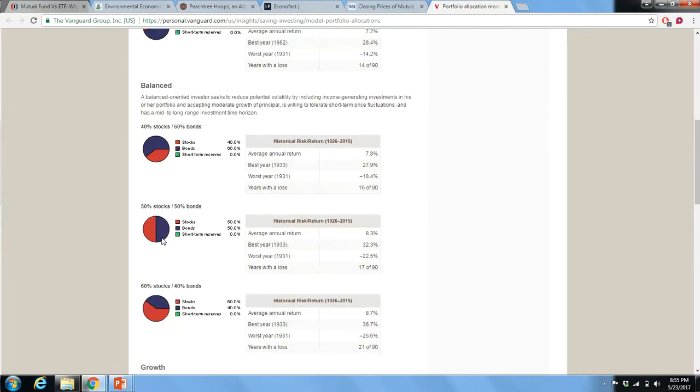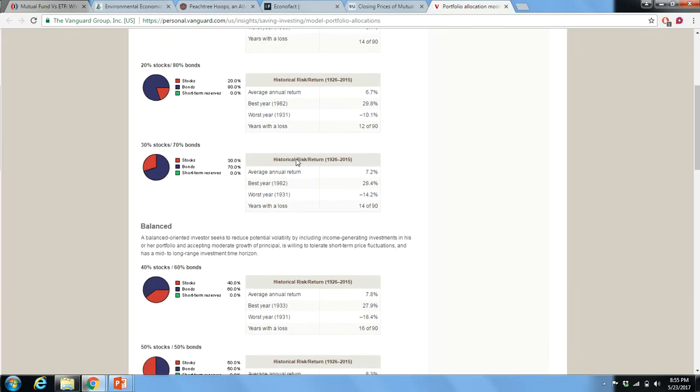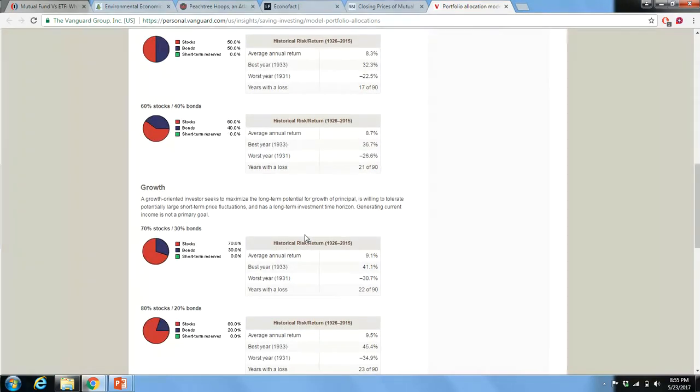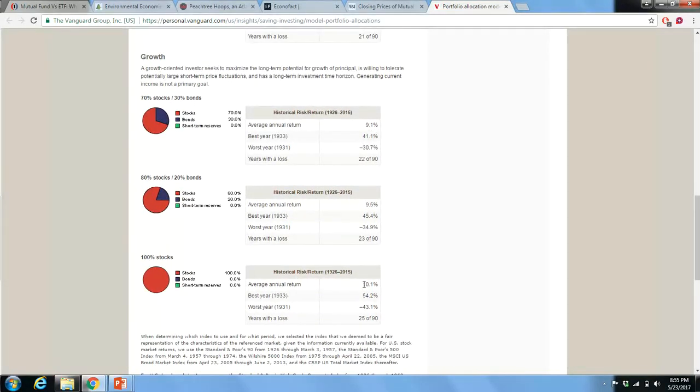The one thing I want to point out is look at the different interest rates. Bond funds are going to gain about 5 to 7% historically on average. So this is a wide range, 1926 to 2015, but on average, this is what we get. If we add in a bunch more stocks, we get up to 7.8, 8.7 average annual return. And look what happens when we get down here to growth. 9, 9.5, and 10.